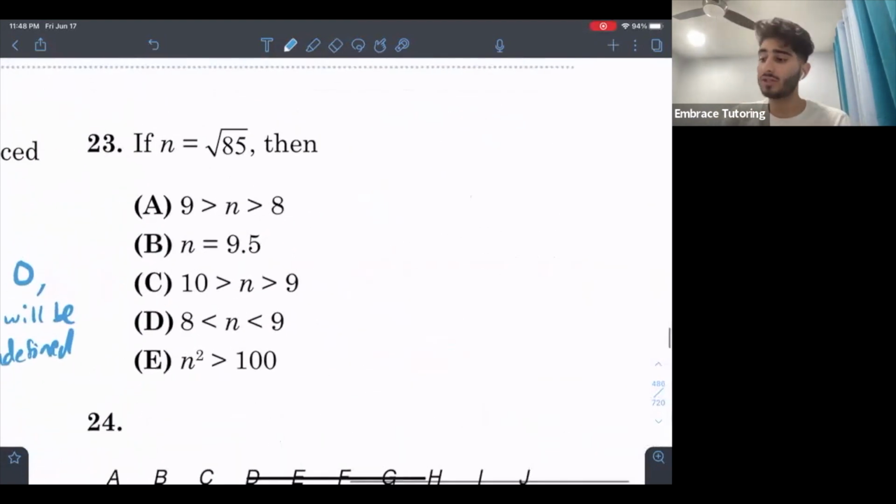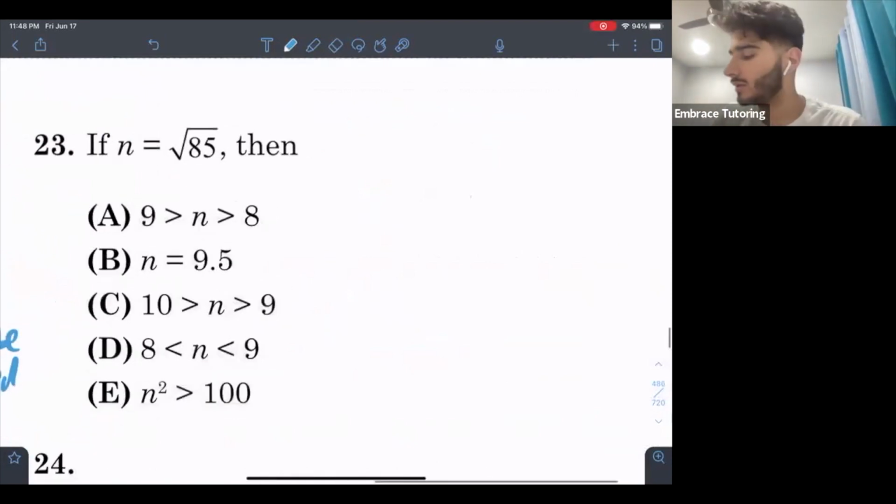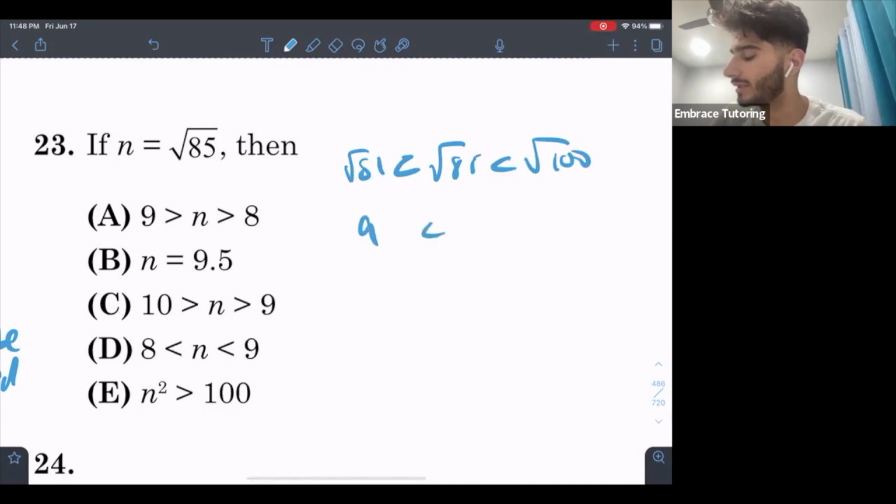Almost done with this first section. If n is equal to radical 85, then which of the following is true? So radical 85 is greater than radical 81, but less than radical 100, which is 9 less than radical 85, less than 10.